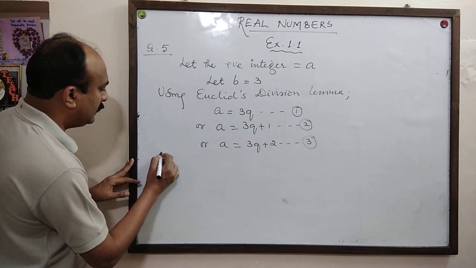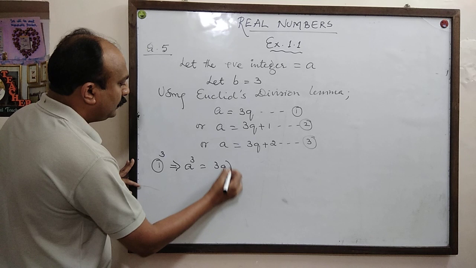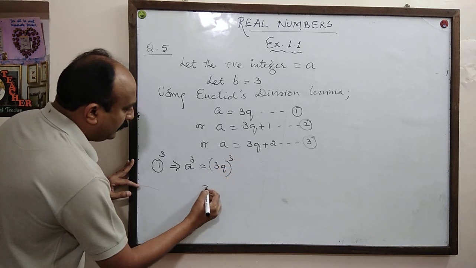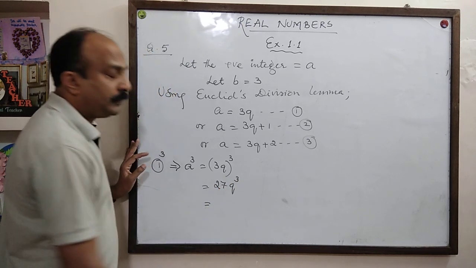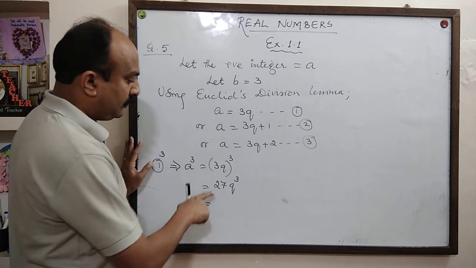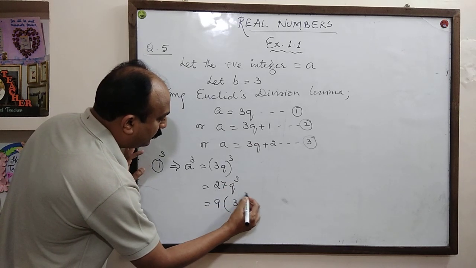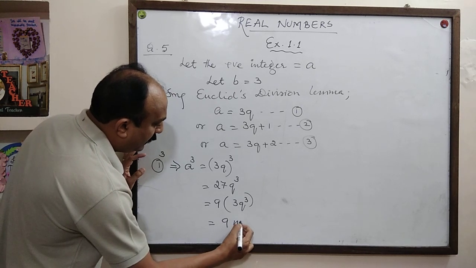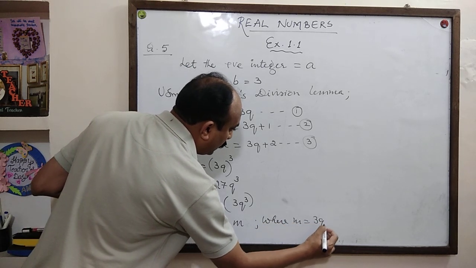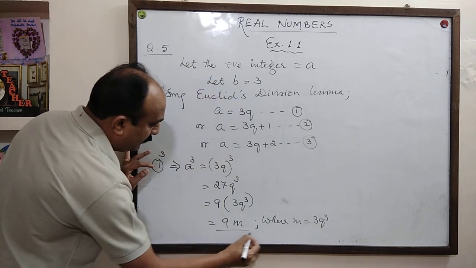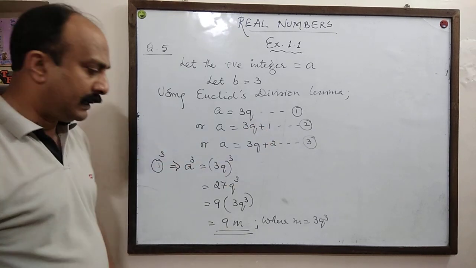So equation number 1 cube gives a cube is equal to (3q) the whole cube. We know that 3 the whole cube is 27q cube. But we are supposed to express it in the form of 9m. So we know that 9 is common in 27. So it is 9 into 3q cube is equal to 9m, where m is equal to 3q cube. So we got the first one. The cube of a is 9m. Now in the same way second and third are left out.